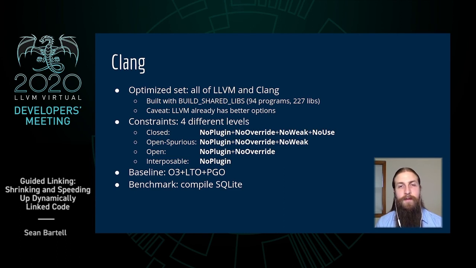For constraints, we tested 4 different configurations. That ranges from closed, which assumes that no external code will use the LLVM libraries, to interposable, which imposes no real restrictions. We used LTO and PGO for both our baseline and the guided linking version. In order to benchmark Clang, we used it to compile and link SQLite with the O3 option.